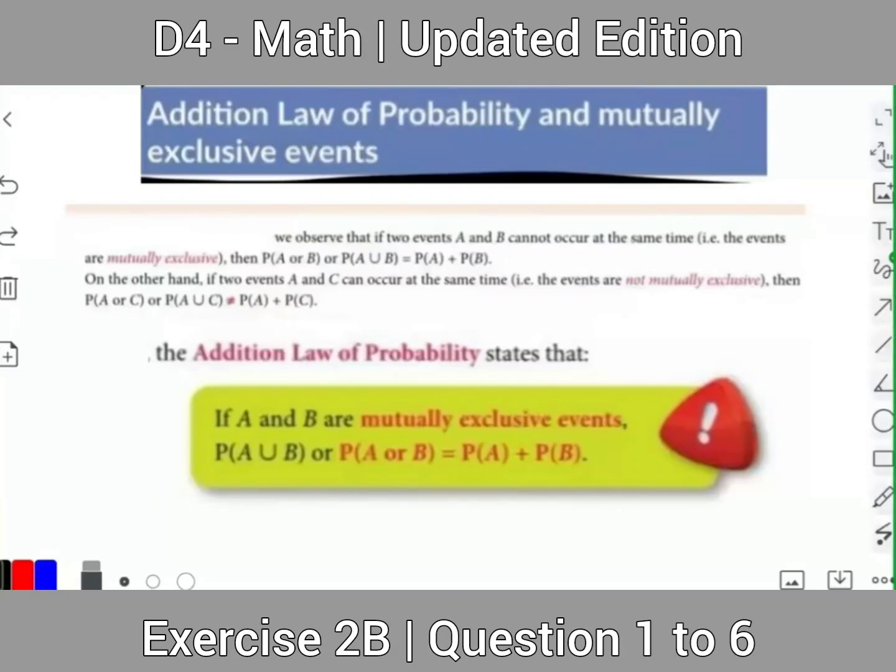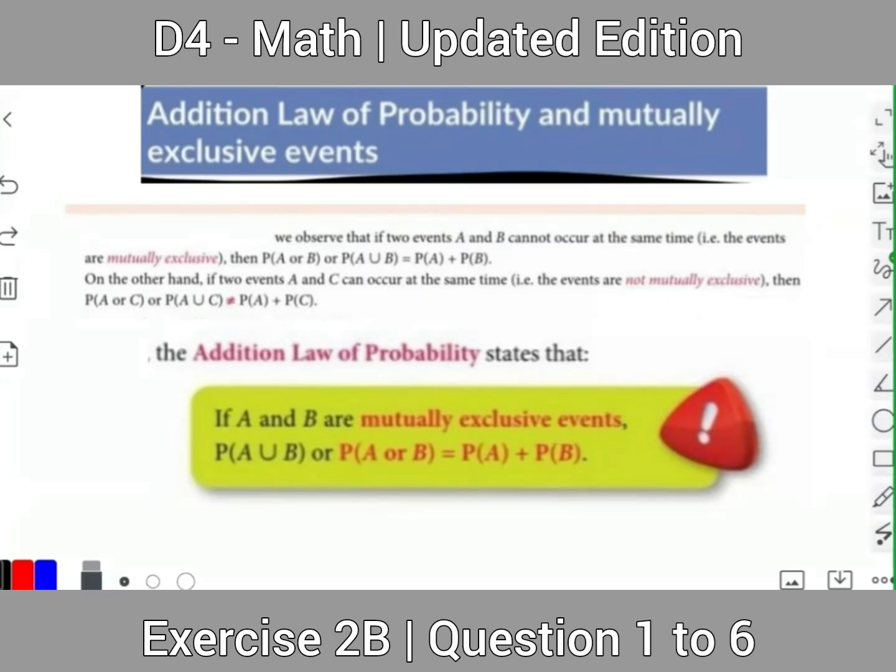Talk about the addition law of probability and mutually exclusive events. So we observe that if two events A and B cannot occur at the same time, in other words, the events are mutually exclusive or disjoint, then P of A or B, or P of A union B, is equal to P of A plus P of B.